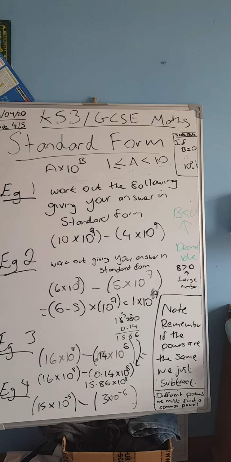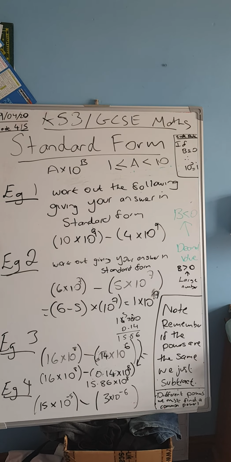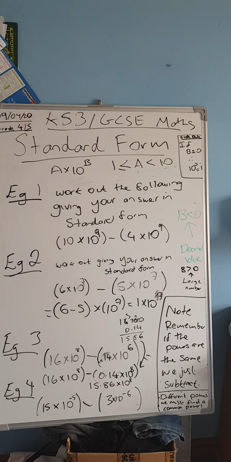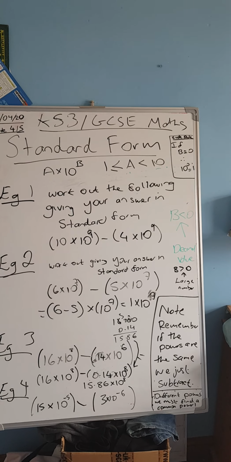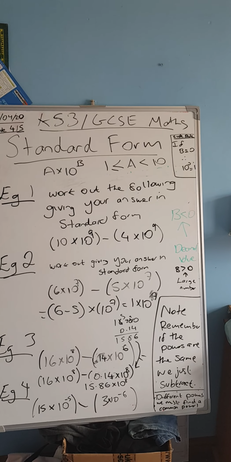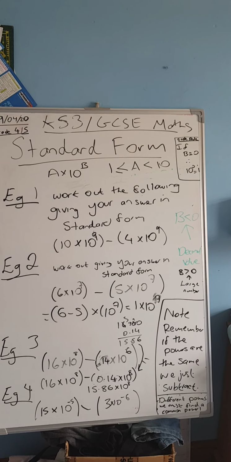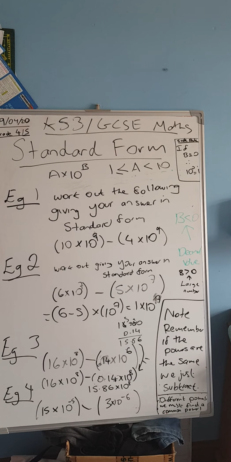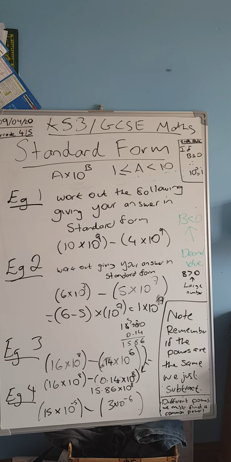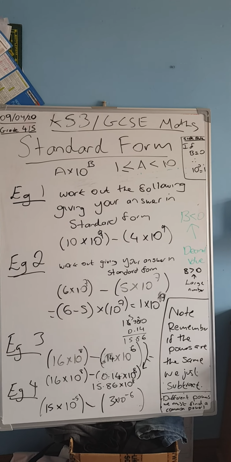It is now in the same base powers, so it'll be 16 minus 0.14, which is 15.86 times 10 to the 8. That is not in standard form, because 15.86 is a number bigger than 10. So the answer at the end for example 3 is 1.586 times 10 to the 9. Remember that standard form has to be a number between 1 and 10.